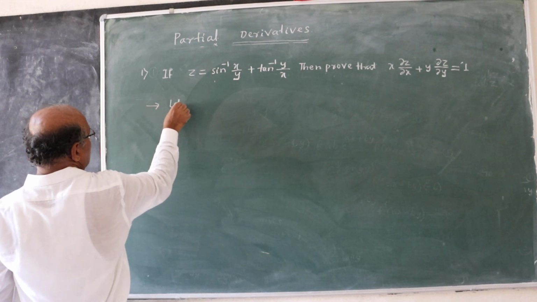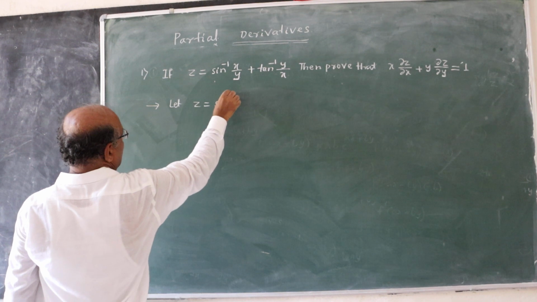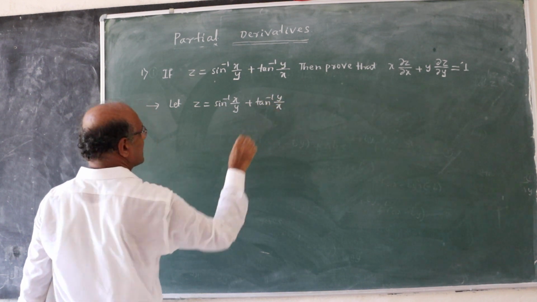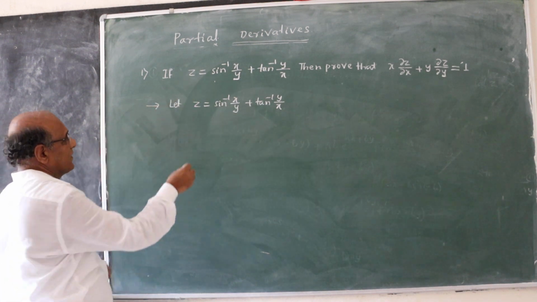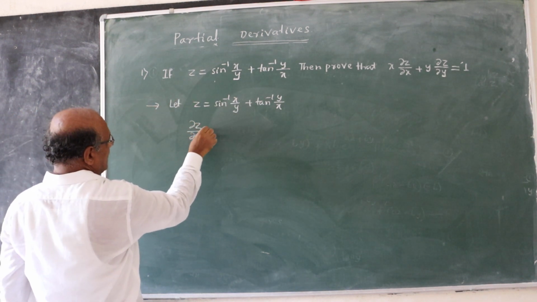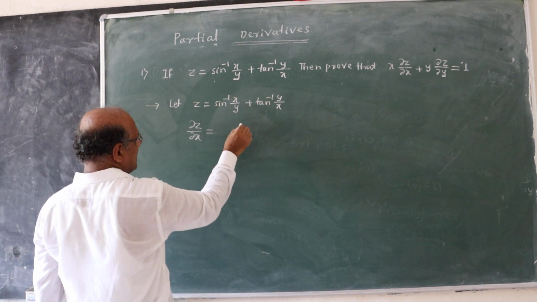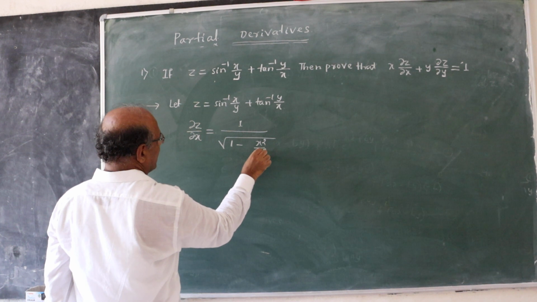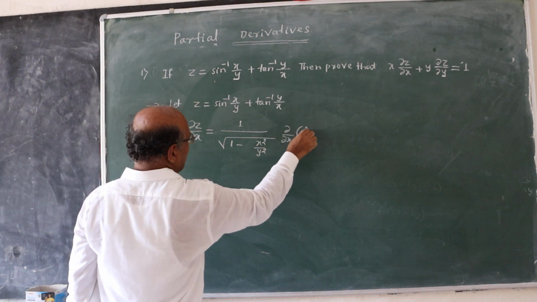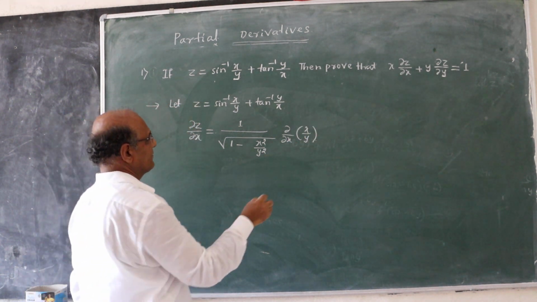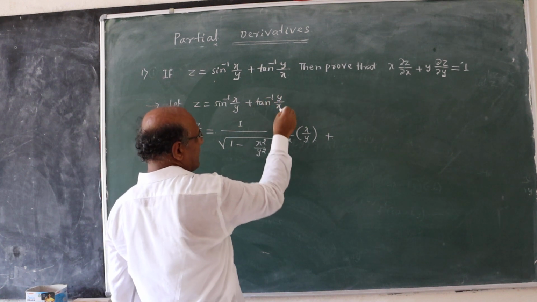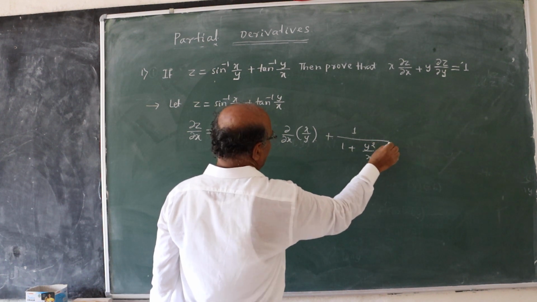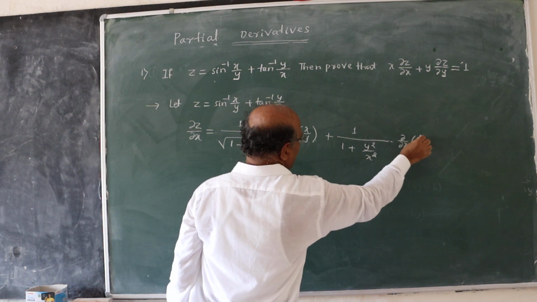Let z is equal to inverse of sine x by y plus inverse of tan y by x. Differentiate z partially with respect to x, that is dou z by dou x. Dou by dou x of inverse of sine x by y is 1 divided by square root of 1 minus x square by y square into dou by dou x of x by y, plus dou by dou x of inverse of tan y by x is 1 divided by 1 plus y square by x square into dou by dou x of y by x.